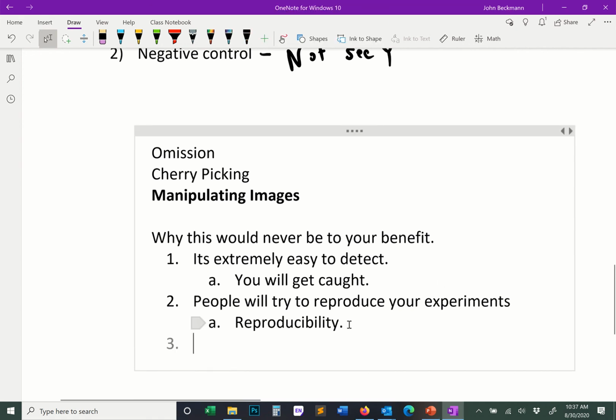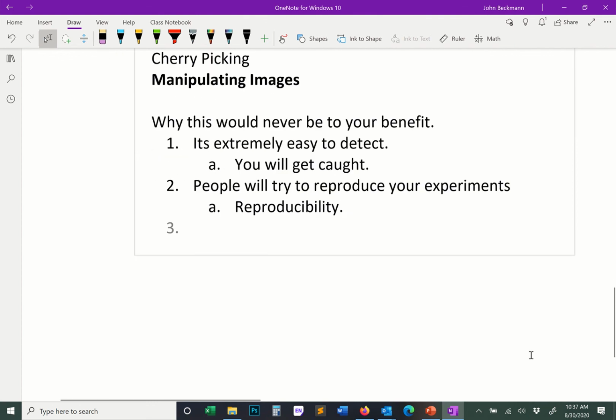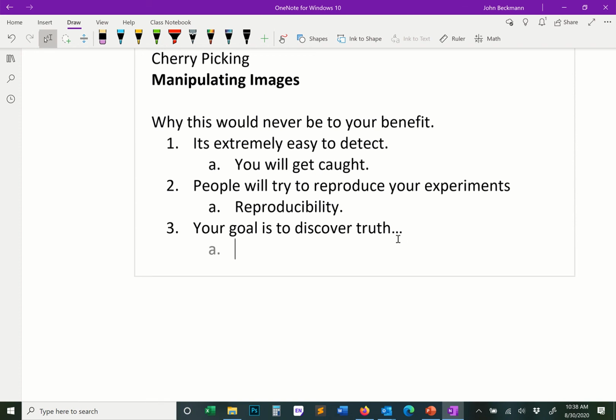Now, let me just say a final point, which I think is, to be honest, the most convincing. If you're in science, your goal is to discover truth. That's the whole reason to do it. If you're not interested in discovering what's true, then don't get in science, because that's the whole purpose. So synthesizing data just fundamentally defeats the whole purpose of science. It doesn't make any sense to do that. Don't waste your time. Your goal is to discover truth, so do that.